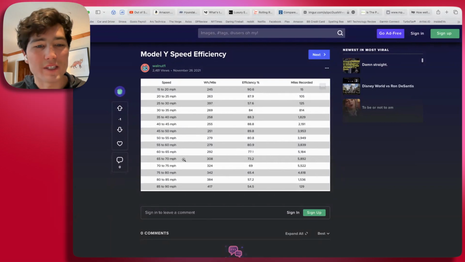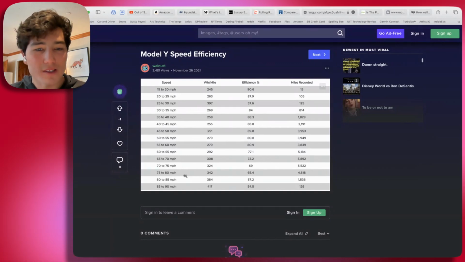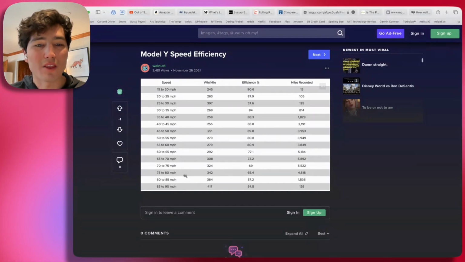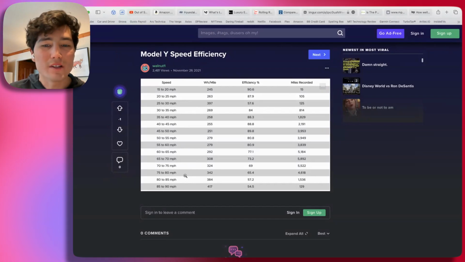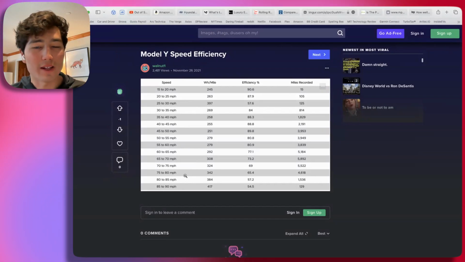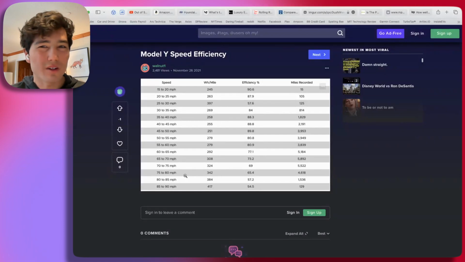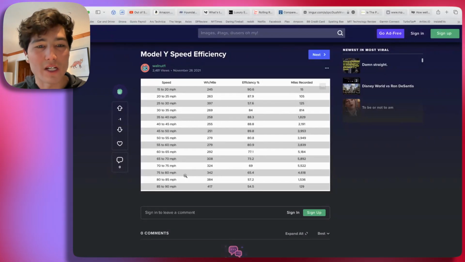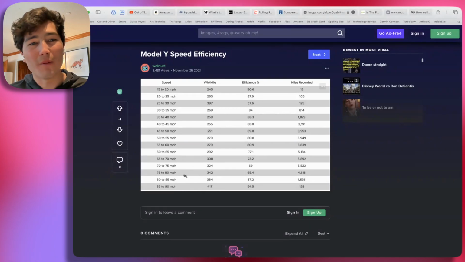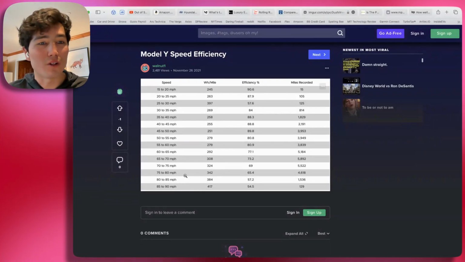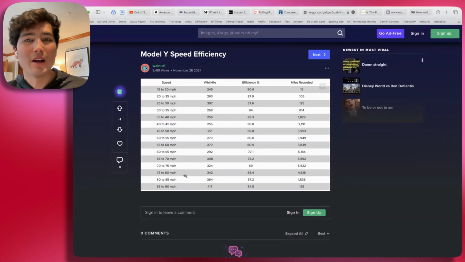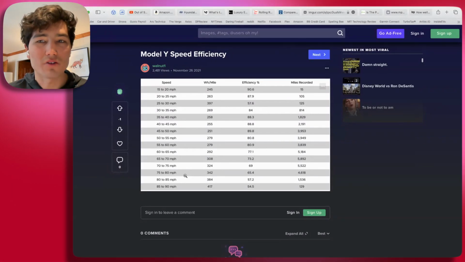So if they're going 75 to 80 miles an hour, they're consuming 342 watt hours a mile. But if they bump that down just by 10 miles an hour, they would only be consuming 308 watt hours a mile. So that's a pretty big efficiency delta. That's almost 10%. So you could consider that 10% more range for going 10 miles an hour less. Could be worth it, so consider that. Of course, go the speed that's safe, but just keep in mind, if you're in the right lane going slower, you are doing yourself a favor in electric vehicles. The slower they go, the more efficient they are.